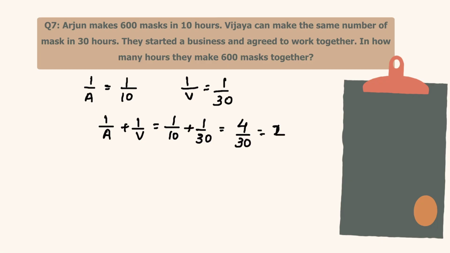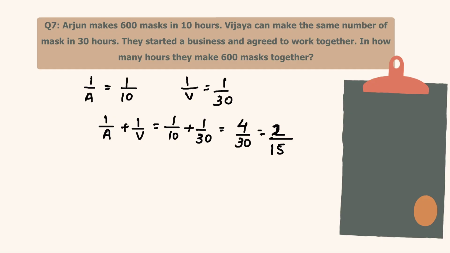It will be 2 by 15. Okay, we got an answer 2 by 15, which we are not used to getting an answer like this. We always have 1 in the numerator, right? Here we got 2 by 15. So what to do now?